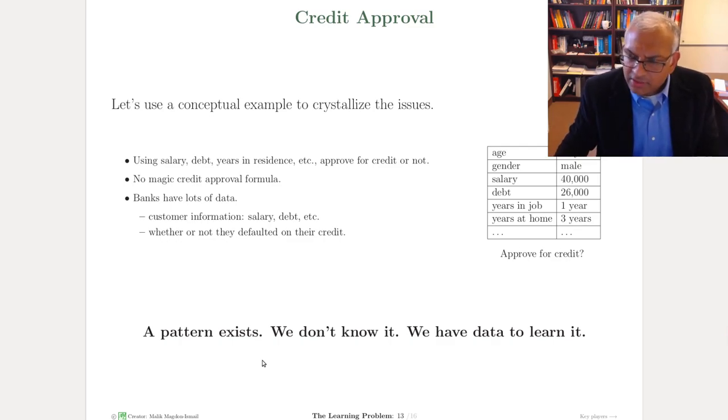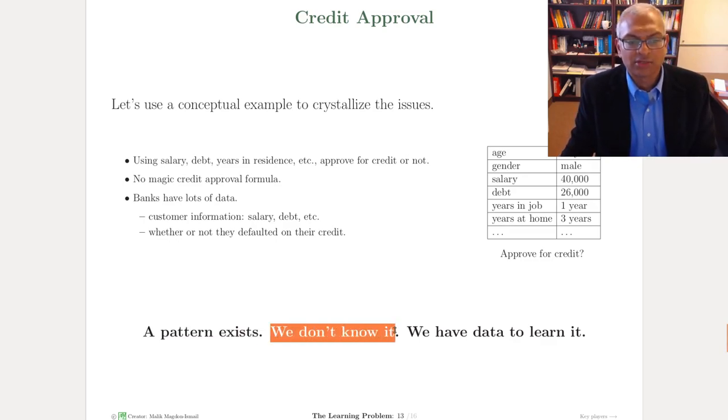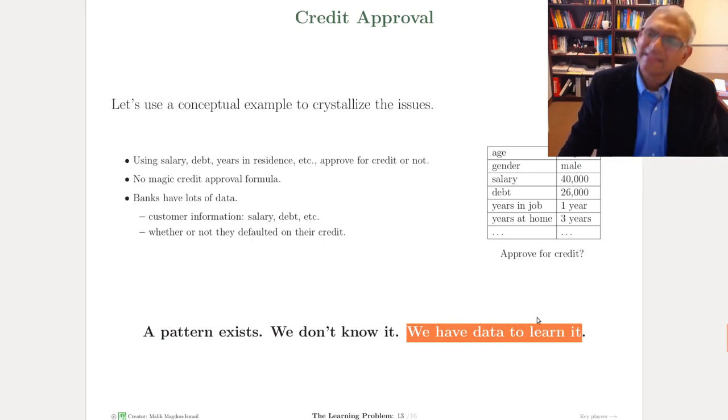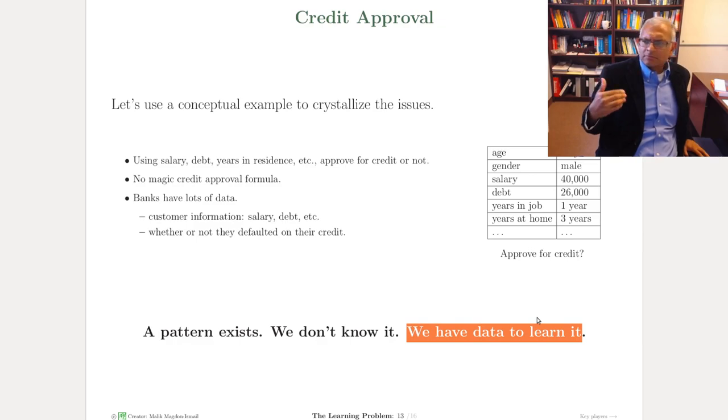Machine learning is relevant when you know that there's a pattern that you're trying to learn. You don't know the pattern, otherwise you wouldn't be trying to learn it. Okay, and you need some way to learn it. You can't learn it from a vacuum, so you have data. And really, in most practical situations, a pattern exists and we don't know it. So the crucial aspect is the data.